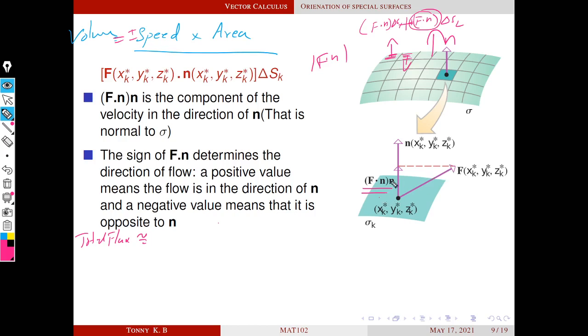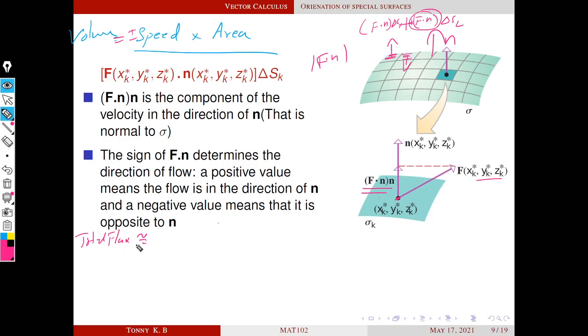the velocity may be different at each point, but this patch is very small. So we assume, as an approximation, that the velocity throughout this patch is the same, and equal to f of x k star, y k star, z k star. This point is an arbitrary point from this kth patch. If the patch is very small, this approximation is better.